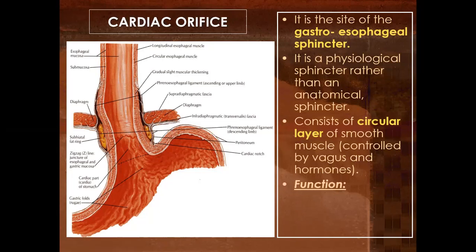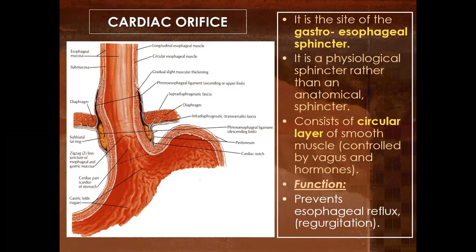So what is the main function of the sphincter or the orifice? The sphincter mainly prevents esophageal reflux, also called regurgitation of the food particles. When you swallow, if the gastroesophageal sphincter is normal, then the food shouldn't regurgitate back into the esophagus. So this sphincter prevents esophageal reflux. If this sphincter is damaged, then there might be regurgitation.